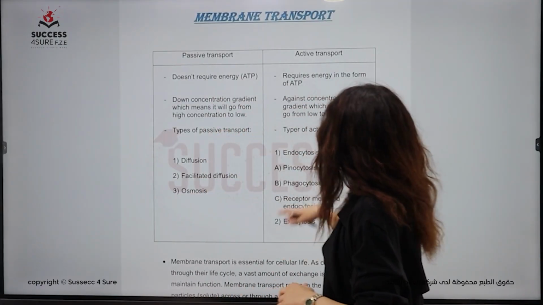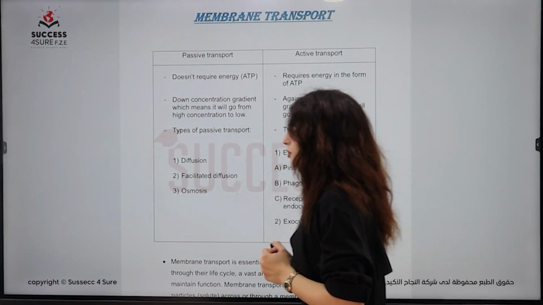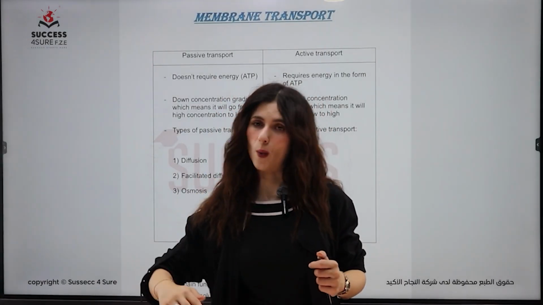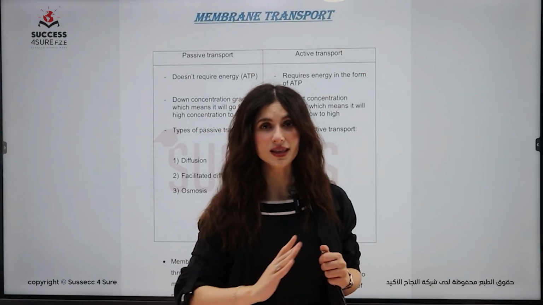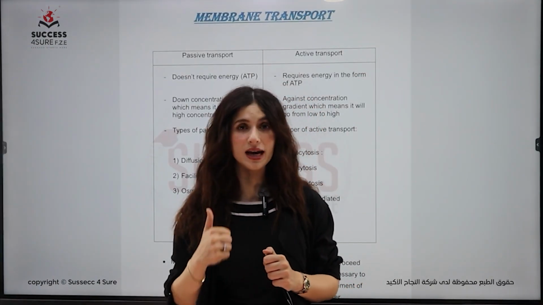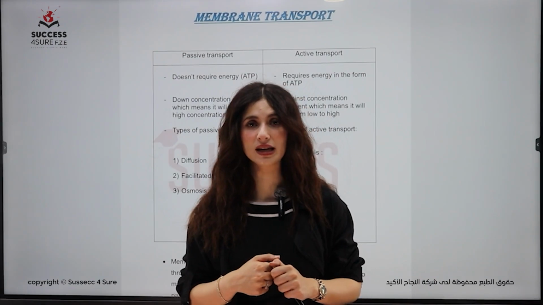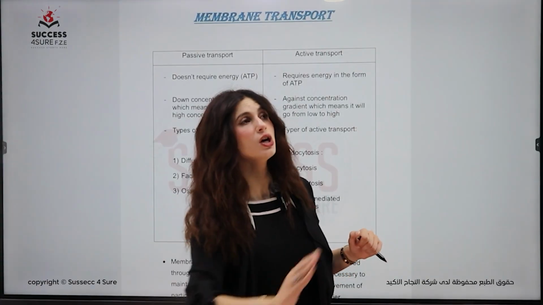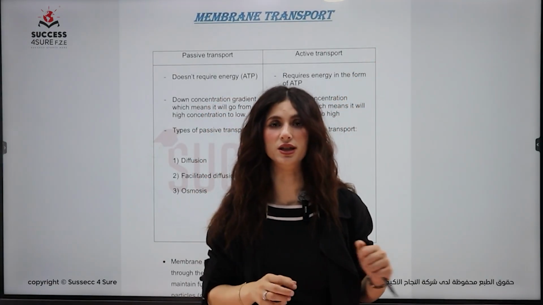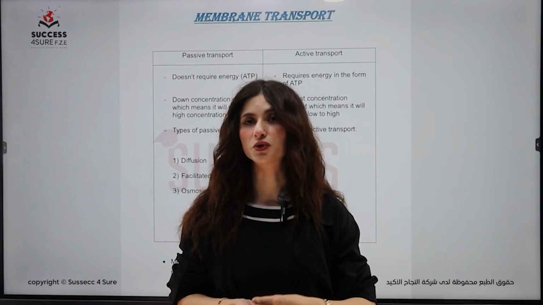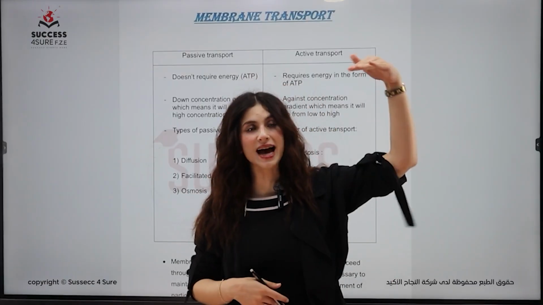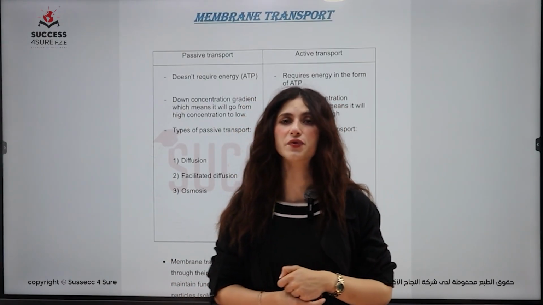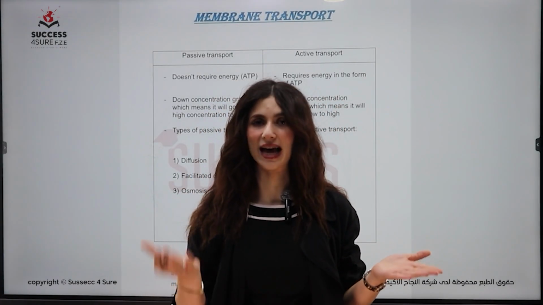Okay, great. Now, the other type, which is active transport, this one requires energy. It's like you're going up a hill using a car. So now I'm going to hit the gas pedal. So I'm using energy. So I need ATP. Another thing that we need to know is that I'm going to go from low concentration to high concentration. So we call this against the concentration gradient. Passive, down the concentration gradient. Active, against the concentration gradient. This is for the differences between passive and active transport.